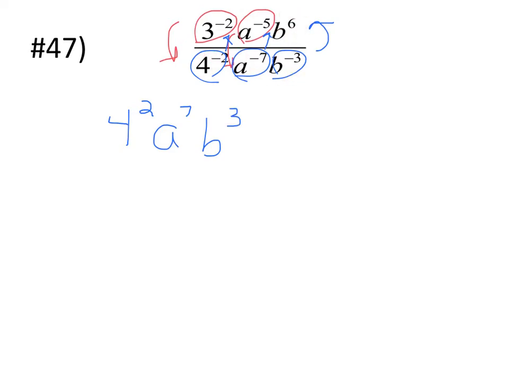And then we already had a b to the 6th up here, right? And then in the denominator, we're going to have 3 squared and a to the 5th. Okay? I meant to write those in red. I messed that up, didn't I?